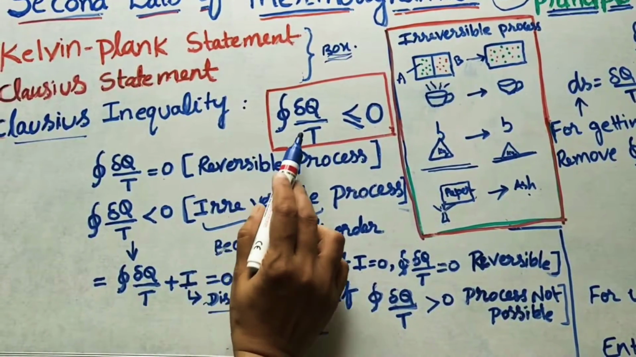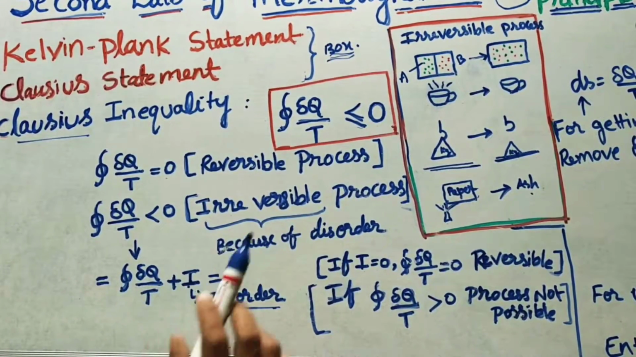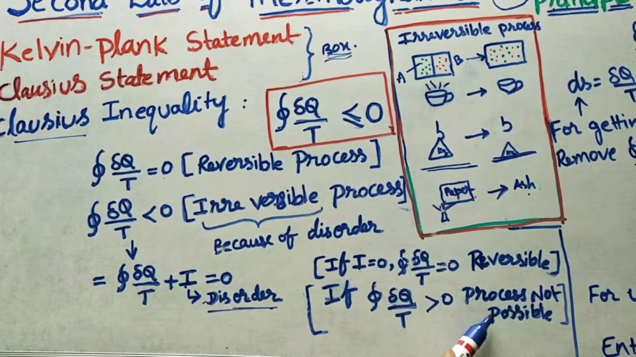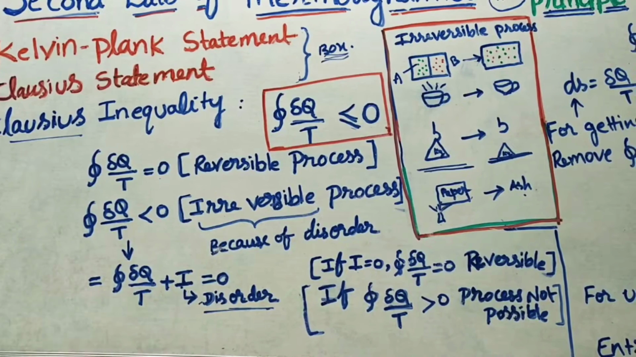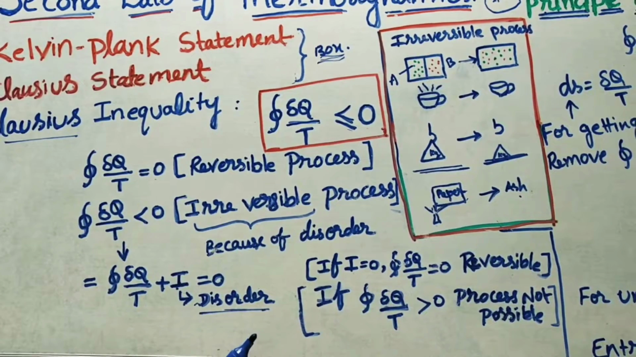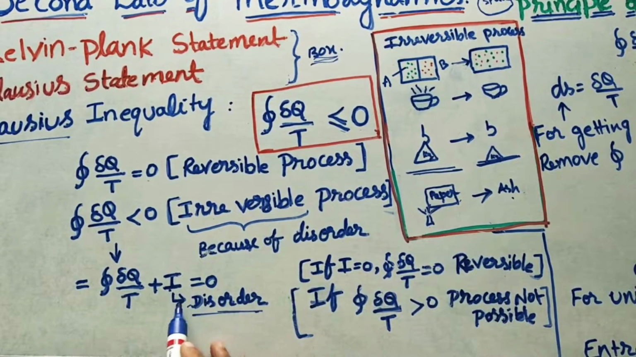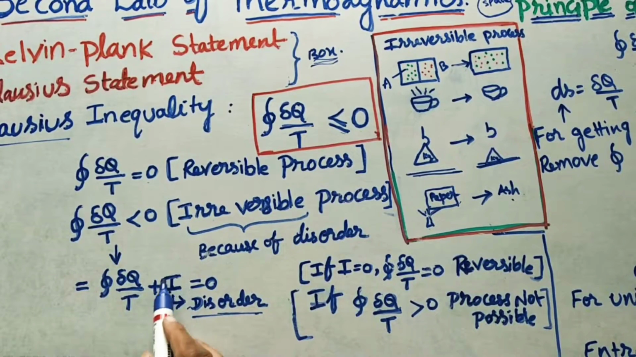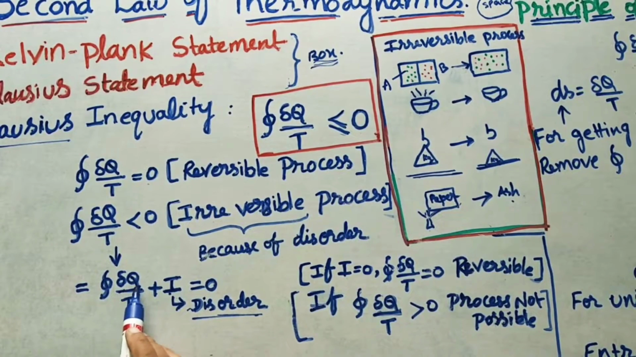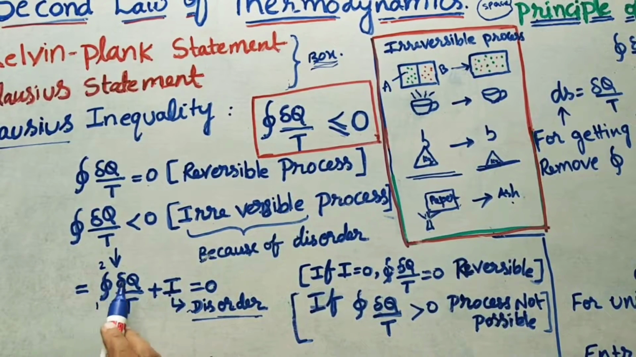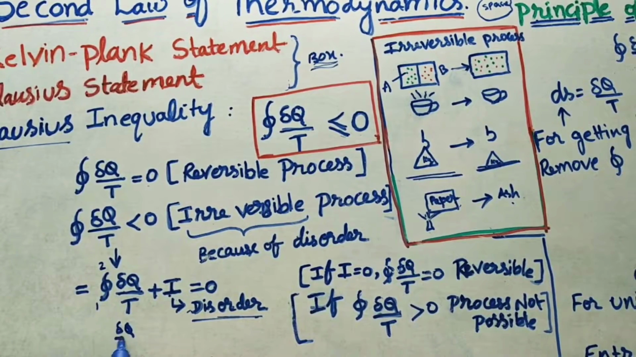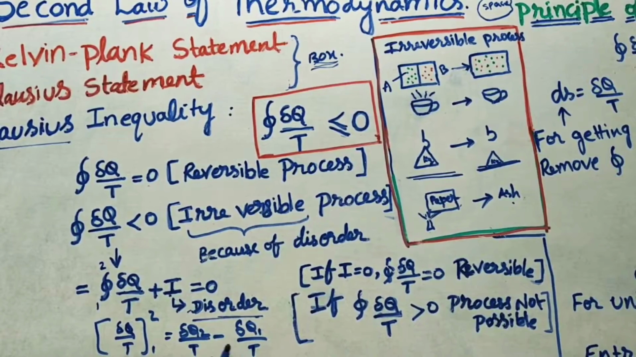If the value of delta Q by T is less than 0, it is an irreversible process. If this value is greater than 0, as I just told, the process is not possible. So this law tells whether the process is possible or not, and it also gives the direction of the process. It will calculate how much disorder there is, and it gives the change in heat in the cyclic integral. After the integral from 1 to 2, we get delta Q2 by T minus delta Q1 by T. We can calculate the direction of the heat exchange.